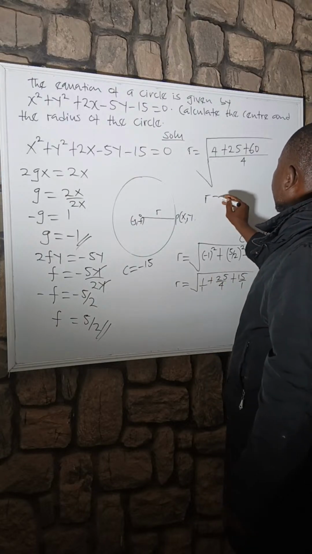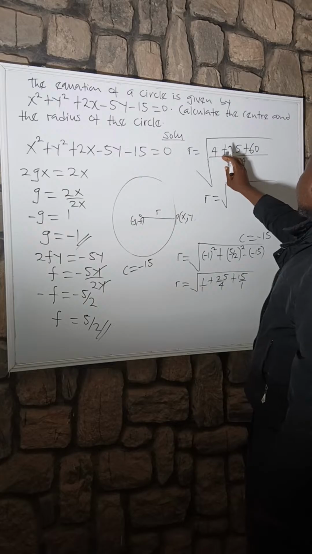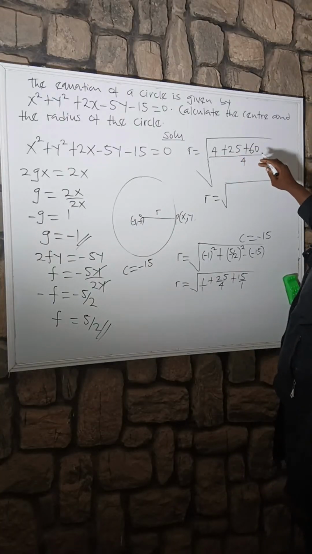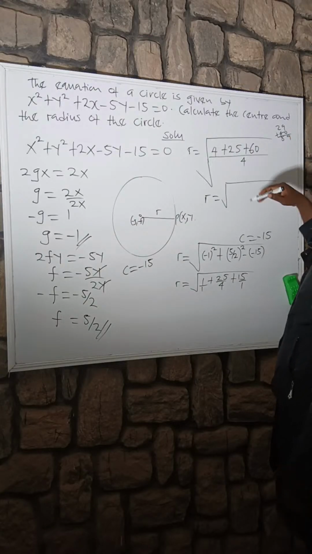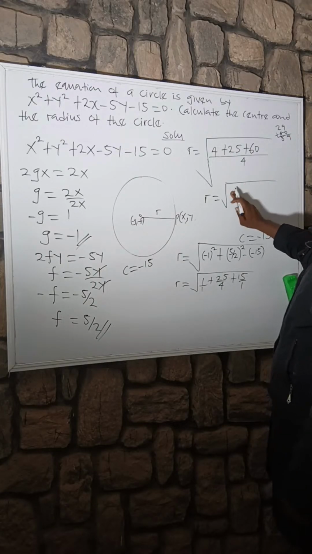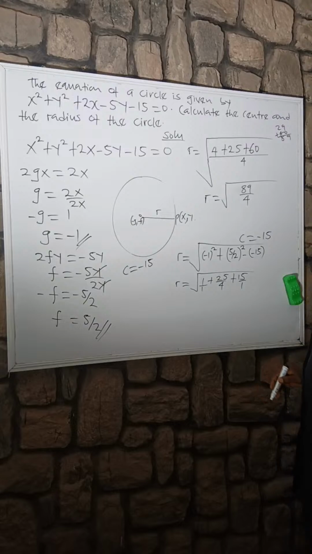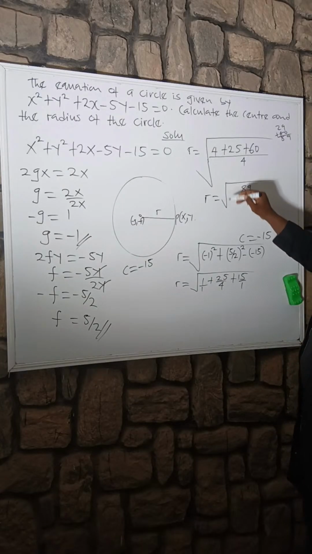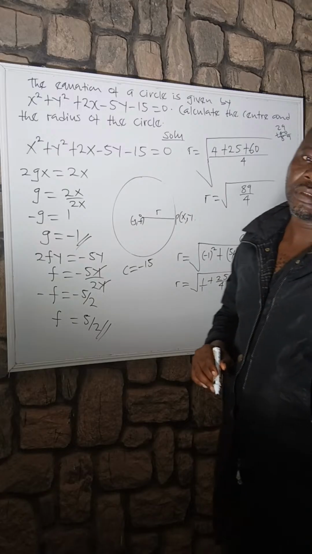So it means our radius will now be the square root of, let us add this. This one is going to give us what? 29 plus 60, excuse me, 89. So here will be 89 all over 4. So what is the square root of 89? Square root of 89.